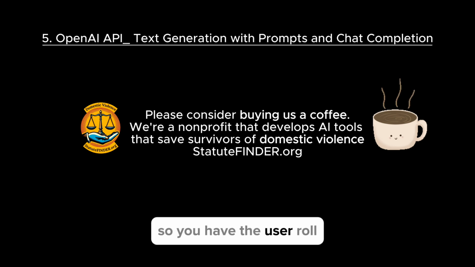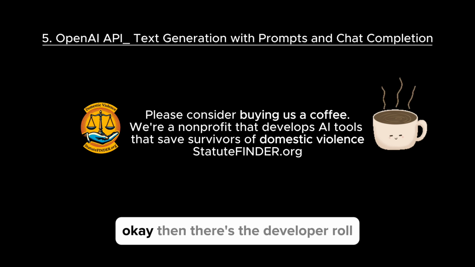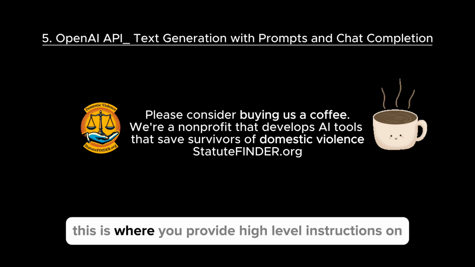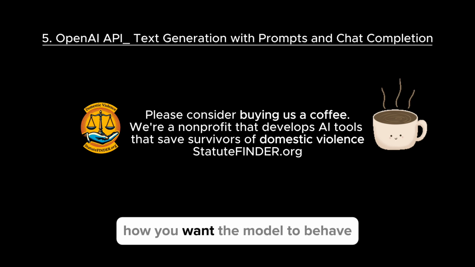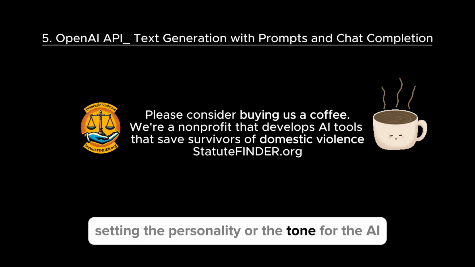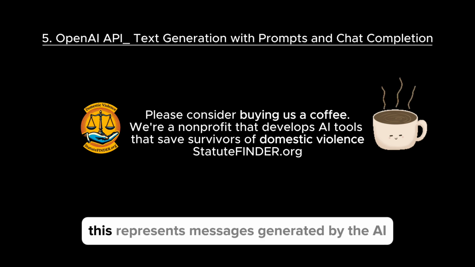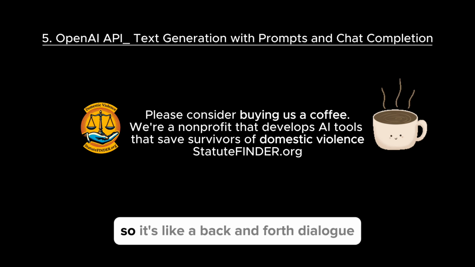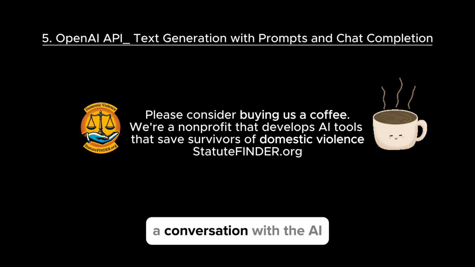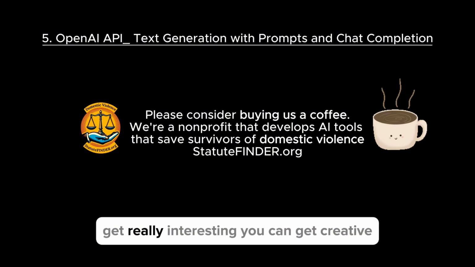Right, so you have the user role, which is you, the human, giving the instructions, just like you would in ChatGPT. Okay. Then there's the developer role. This is where you provide high-level instructions on how you want the model to behave. Think of it as like setting the personality or the tone for the AI. Okay. And finally, you have the assistant role. This represents messages generated by the AI in previous turns of the conversation. So it's like a back and forth dialogue, a conversation with the AI. Exactly. And this developer role is where things get really interesting.